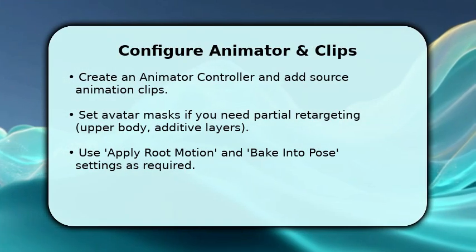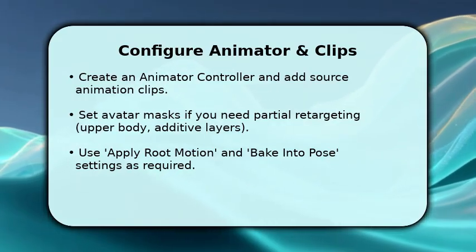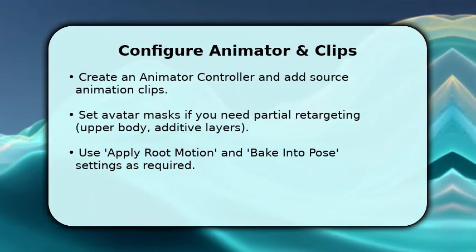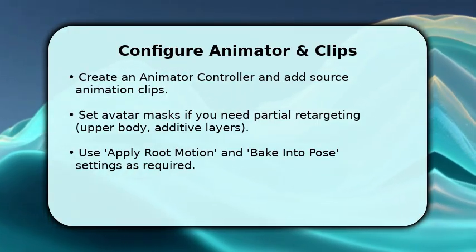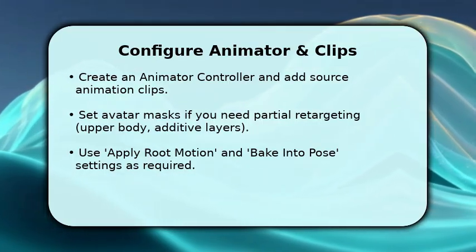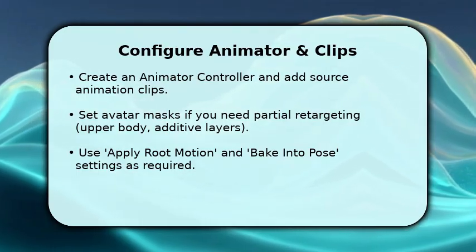Now you wire up the animator and clips for the retarget. Create an animator controller on the target and drag source clips in a state so you can preview transitions. If you only need specific bones, make an avatar mask and assign it on layers to isolate retargeting. This helps when combining animations like run plus aim.